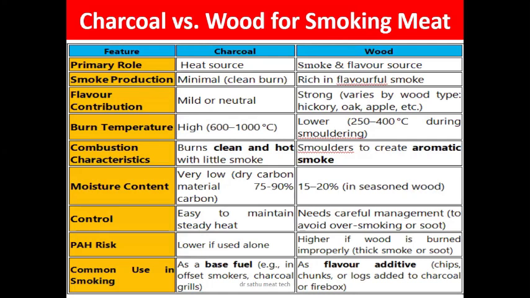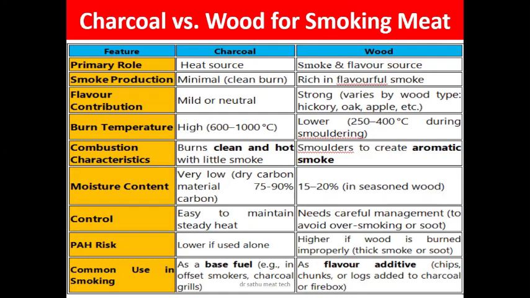So let's understand charcoal versus wood for smoking meat. As I already told you, the charcoal we use is not for producing smoke, it is a heat source. When the charcoal starts burning and becomes red in color, then we have to put the wood. The wood that we use is a hardwood, and this hardwood gives the flavor.